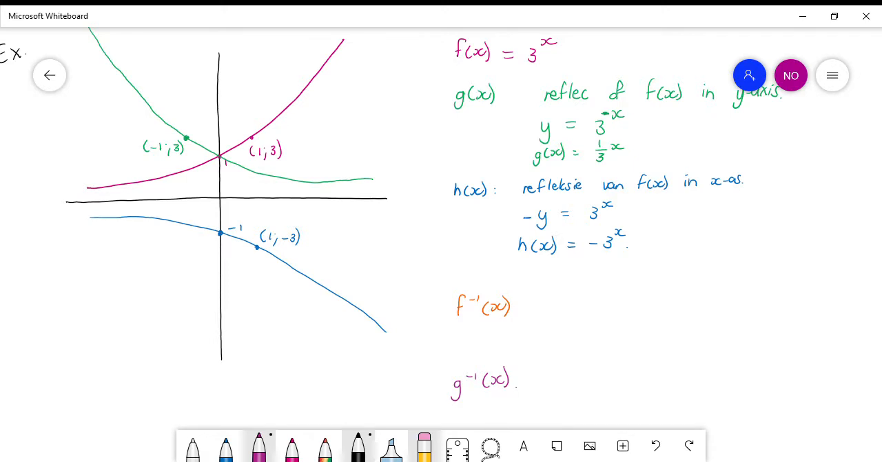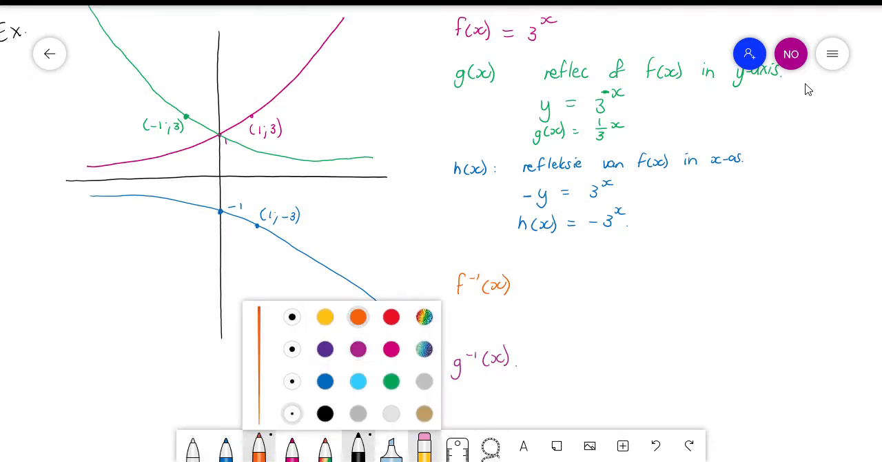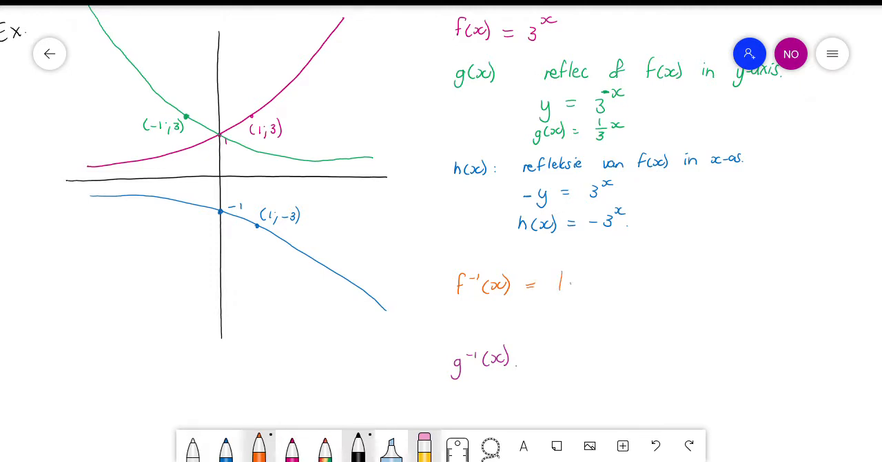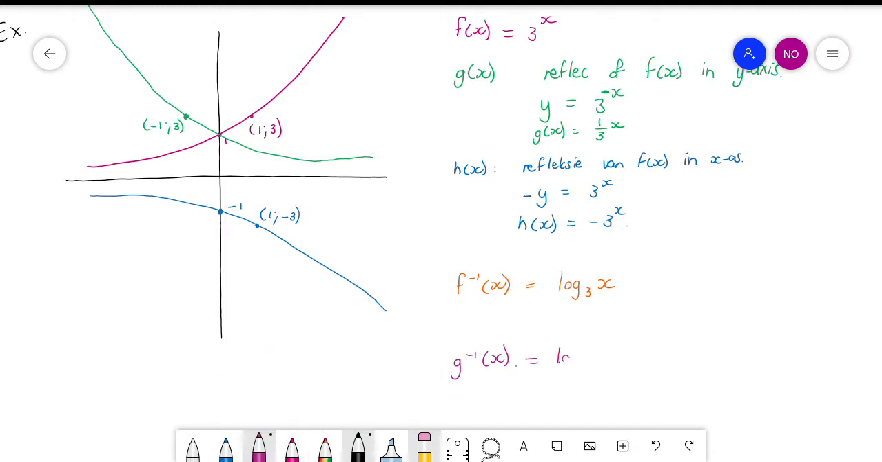What did you guys get as the equation of the inverse of f? Good. And this one, you should have gotten log a third x or negative log 3x. And I'm going to show you now that these two are actually reflections of one another.